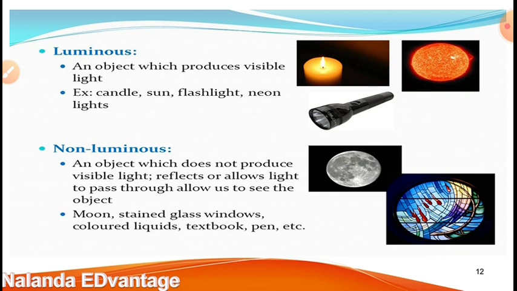Can you name one living organism having a luminous body? Well, you guessed correctly, it is the firefly. The second type of object is non-luminous. These objects do not produce visible light, they reflect light or allow light to pass through them. Basically, most of the objects around us are non-luminous.